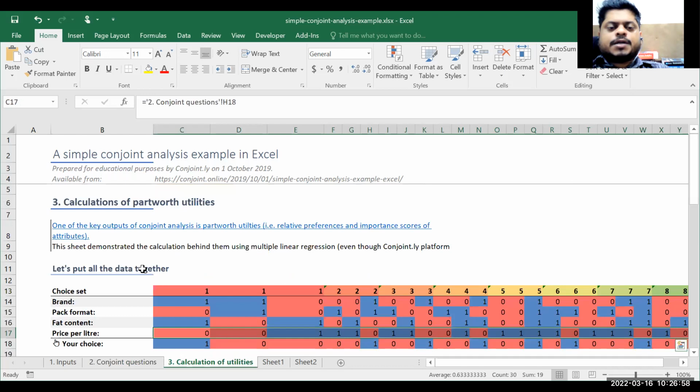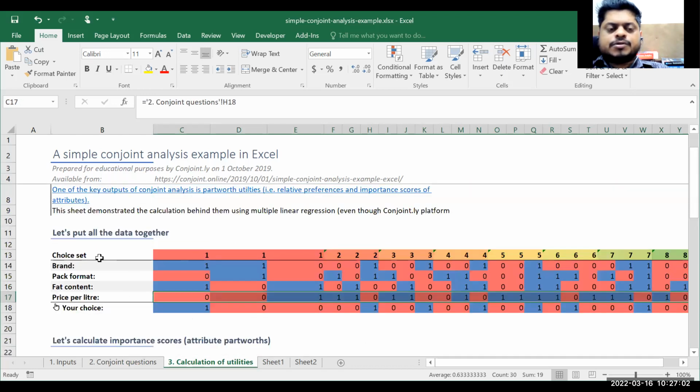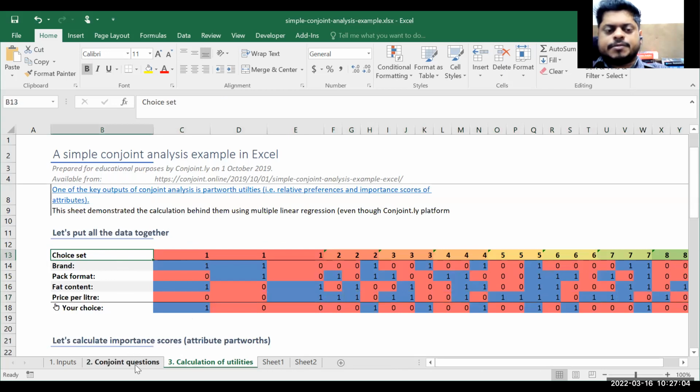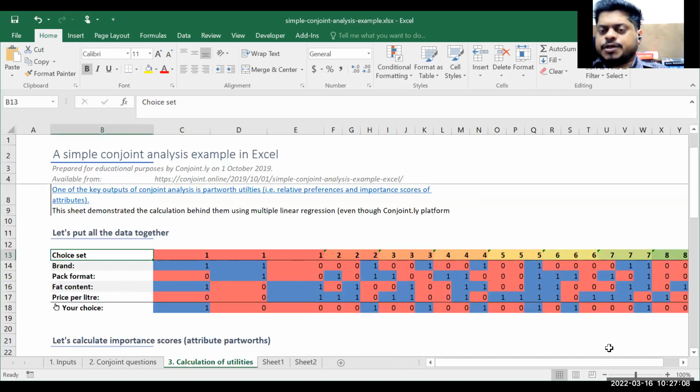So what it has done here, actually, it has directly calculated. I'll show you through regression also. So the same answers we have received here in the conjoint questions. So what have they done? They have just put here in this box, right? What are the choice sets? Choice set one. What are the answers you got?